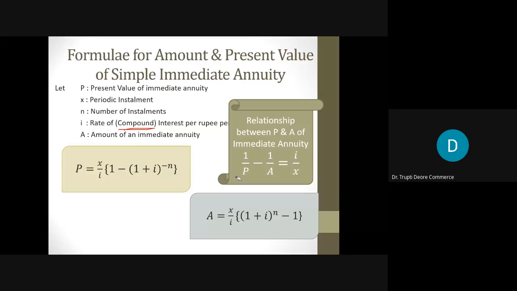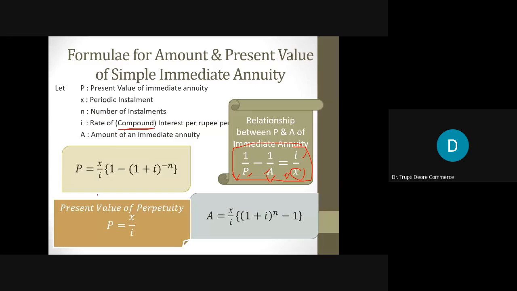And we also see the relationship between present value and amount of immediate annuity. If in a particular sum only present value is given and amount of annuity is given, and the periodical installment is given, at that time either we have to find I or we have to find X. Then for the same sum, we use this formula. When the contents are given like this, X, P, A, and I values.